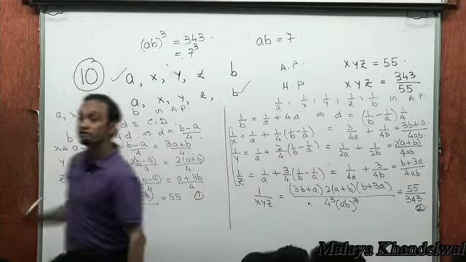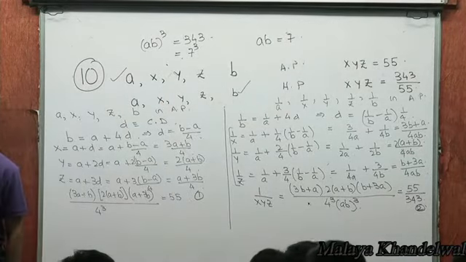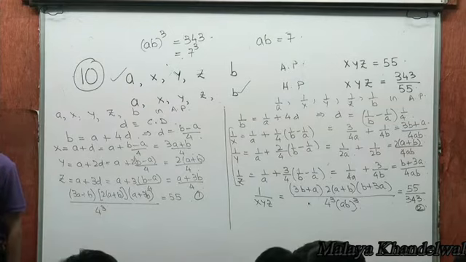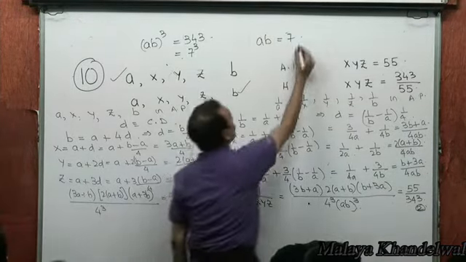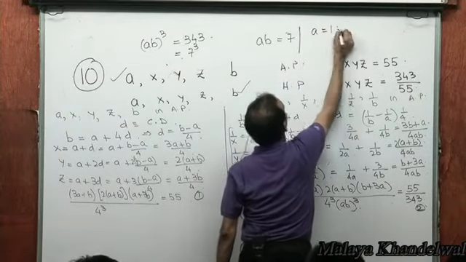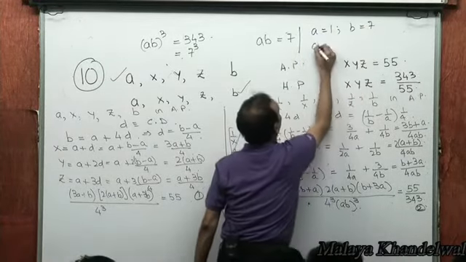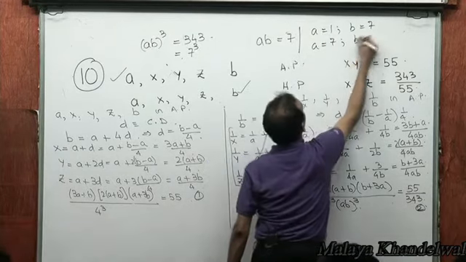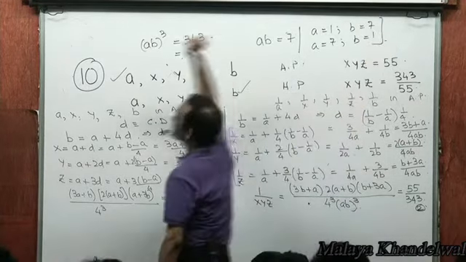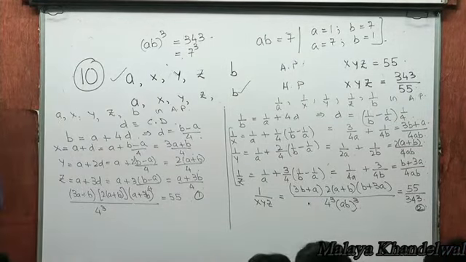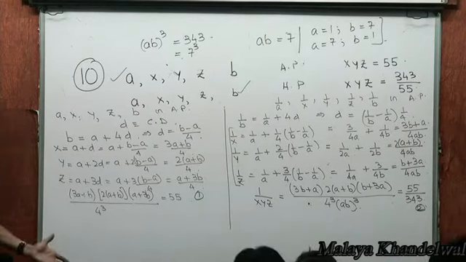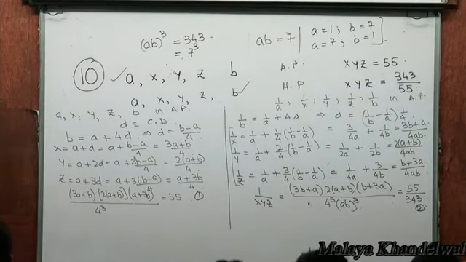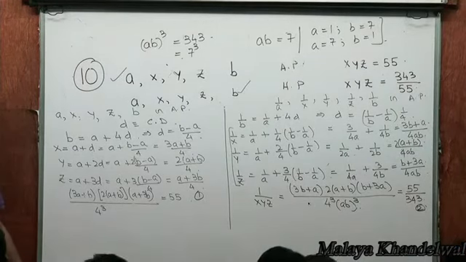But a and b are positive integers. And their product is 7. That means one of them must be 1, the other one must be 7. That's the only possibility. So, either a is 1 and b is 7, or a is 7 and b is 1, because 7 is a prime number. There are no others. 7 can be put into two factors only as 1 into 7. So, between a and b, one is 1, the other one is 7.